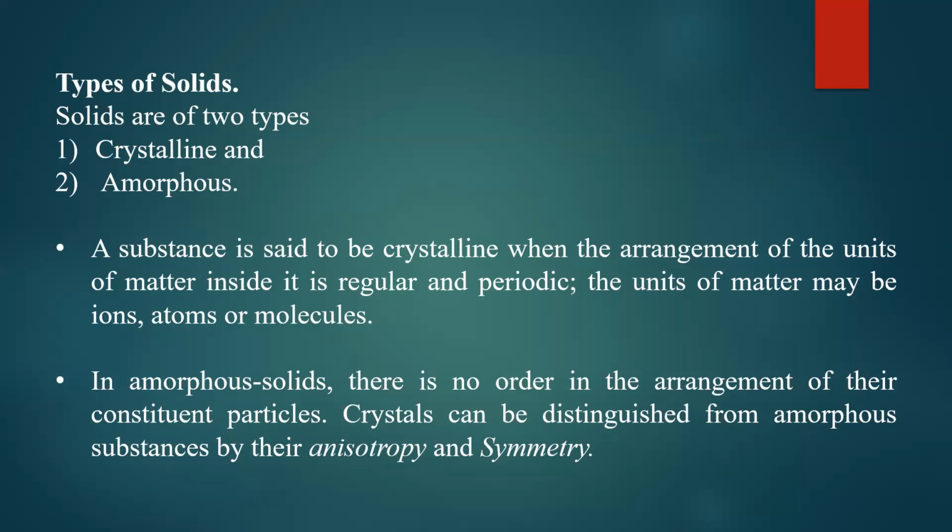So anisotropy means with respect to a certain direction, it has a certain symmetry. With respect to some other direction, it may have a different symmetry. So they exhibit anisotropy and symmetry. So crystals have an important property called symmetry. But amorphous solids do not have any order of arrangement.